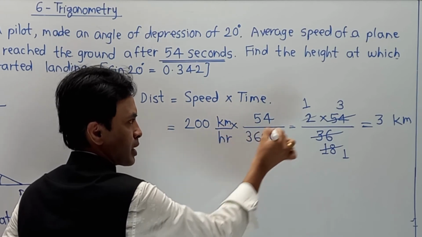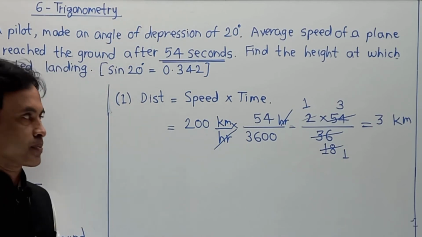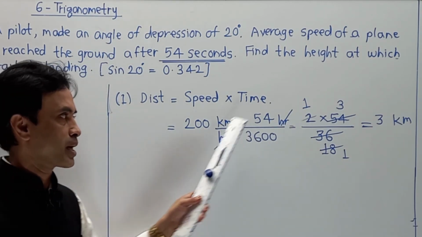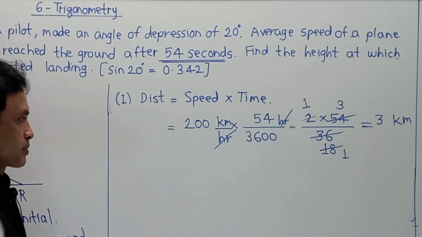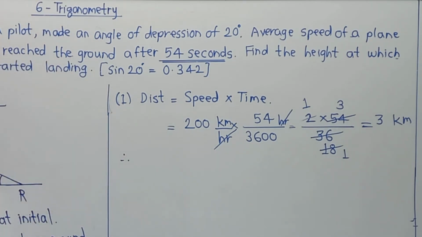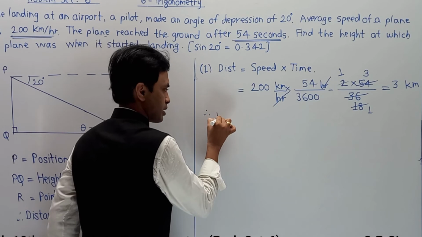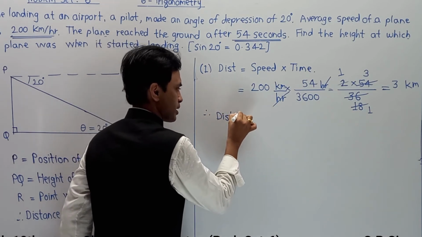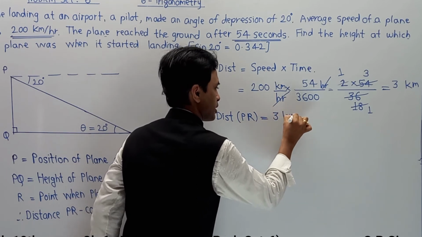Kilometer per hour, and now this is in hours. This hour gets cancelled with hours, and your answer becomes in kilometer. So your final answer, that is distance. Now which is that distance? This distance is nothing but PR. This is the distance over here. So you can have distance PR is equal to 3 kilometer.